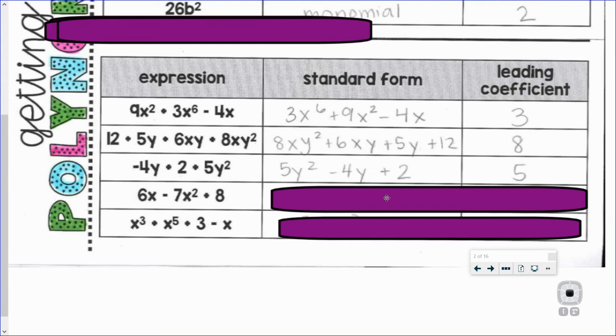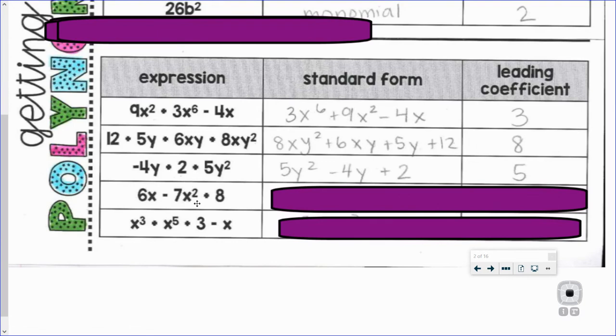Maverick. Put them in order, my friend. 6x and negative 7x squared plus 8. Let's go through and check the degree. What's the degree of 6x? What's the exponent on the variable? Well, if it's not there, it's a 1. Remember, anything raised to the 0 power is just 1. So it wouldn't be that, but it would be x to the first power. So it has a degree of 1.